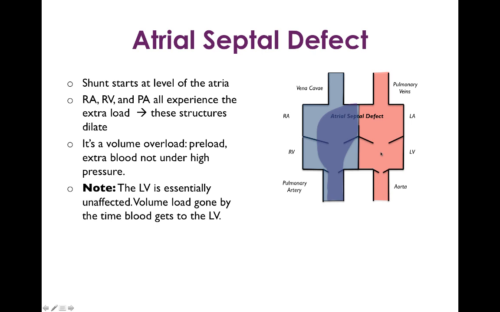And so it's important to note that the left ventricle is essentially unaffected. Note that the shunt is coming in through the pulmonary veins, through the left atrium, into the right atrium and right ventricle. But the left ventricle is sort of unloaded. That is to say, the shunt has already shunted off before the left ventricle experiences extra volume load. So the left ventricle isn't affected in this case.